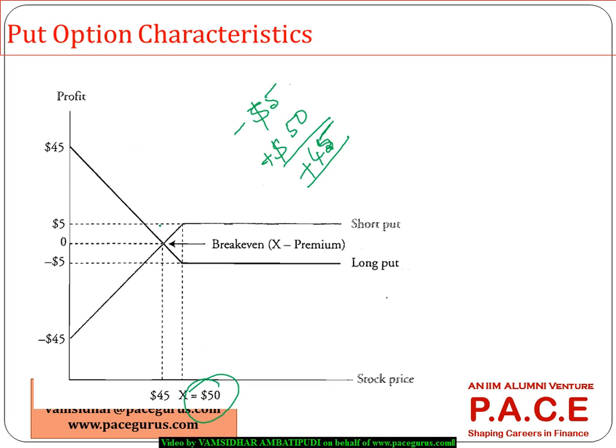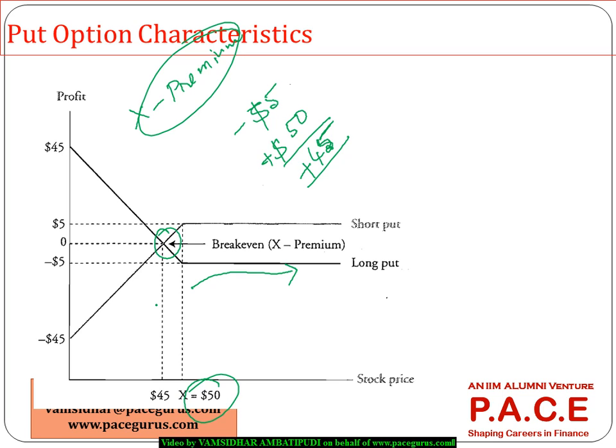That is where we say in case of a put option, the break even point comes out at the strike price minus the premium that is paid. And if we see in case of put, as the market price is increasing, you will expire the option because you can sell the share into the market. Why should I sell it at $50 to you? So I'll expire the option and the max I am going to lose is $5.